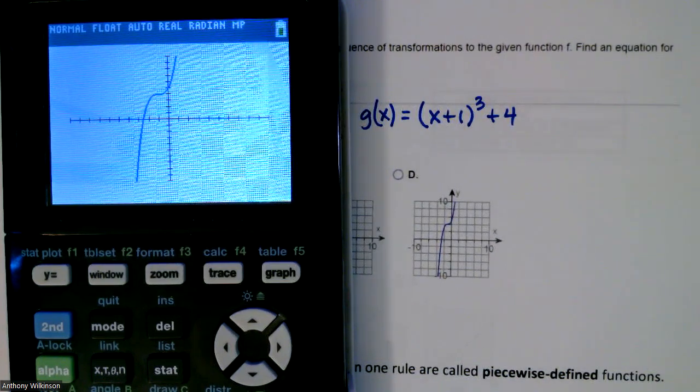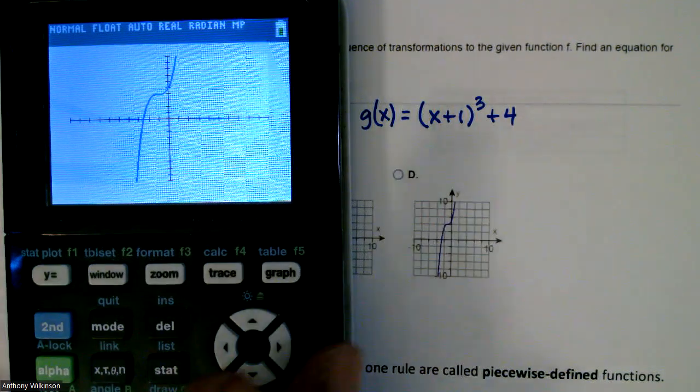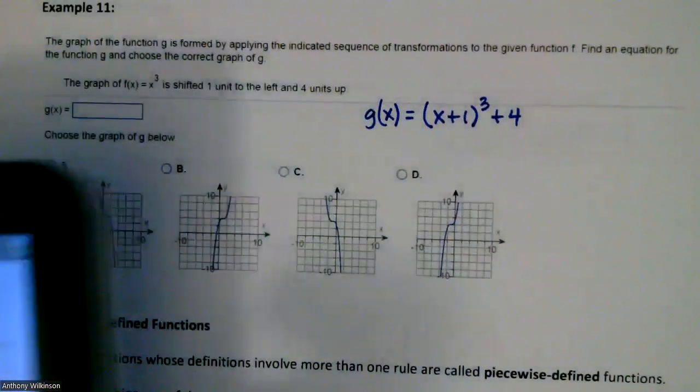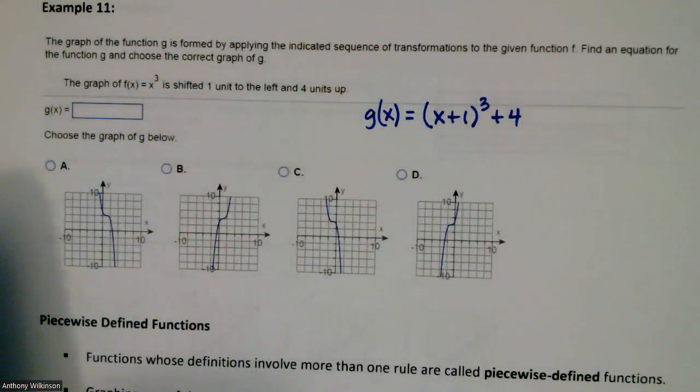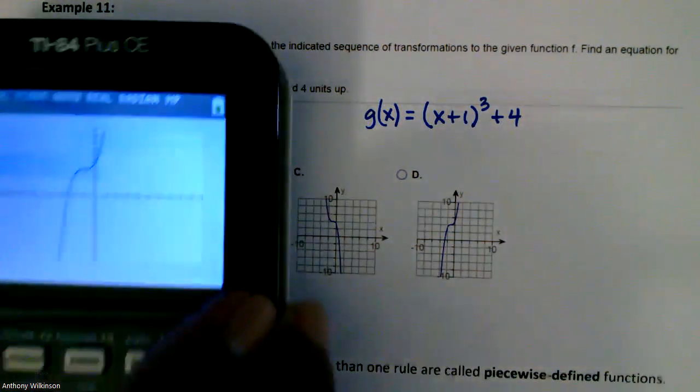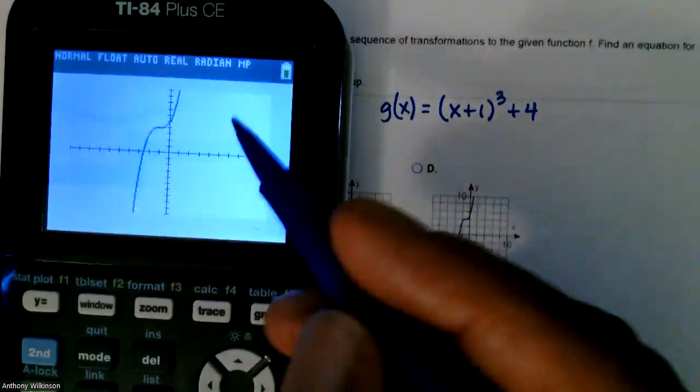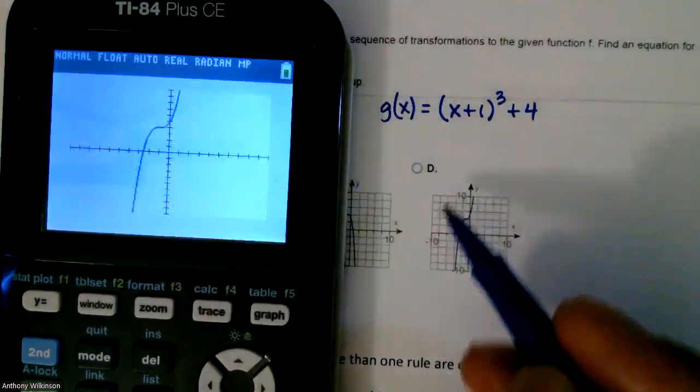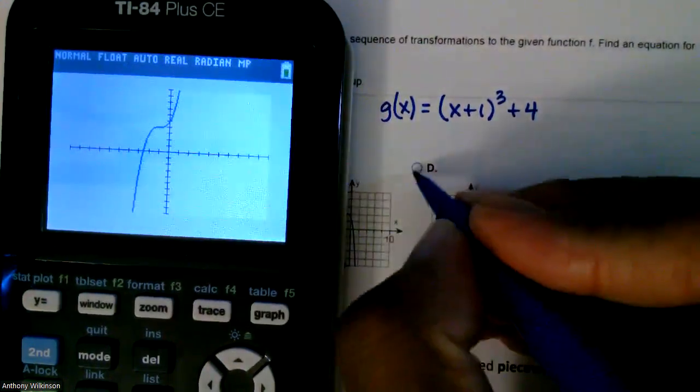And that's what the graph looks like. You can see it's shifted to the left 1 and up 4. So you have to pick the one that looks like it's been shifted to the left 1 and up 4. It looks like it's going to be, in this case, graph D. It's shifted to the left 1 and up 4, so it's over here somewhere. Has to be D.